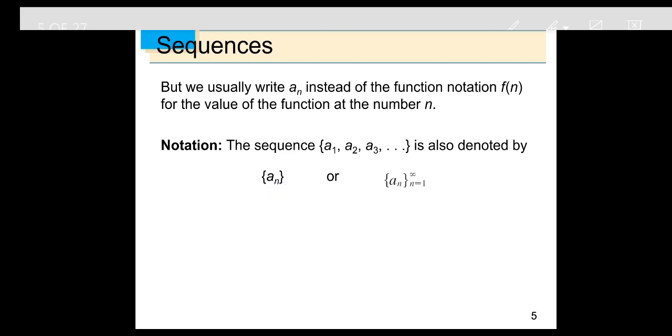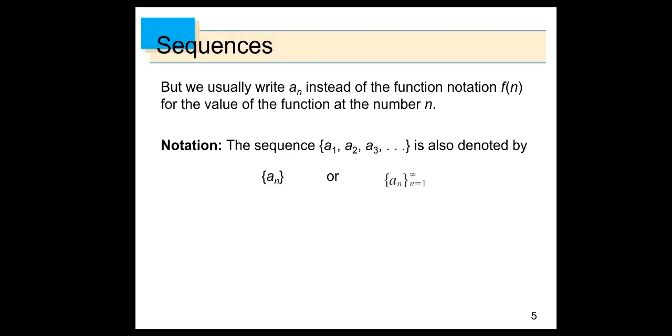And you can see over here, we can also write it as a sub n inside parentheses or curly brackets, or {an} where n goes from 1 to infinity. So this is the notation of an infinite sequence.